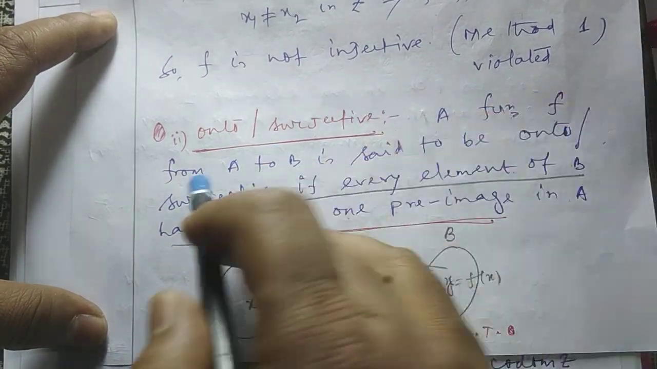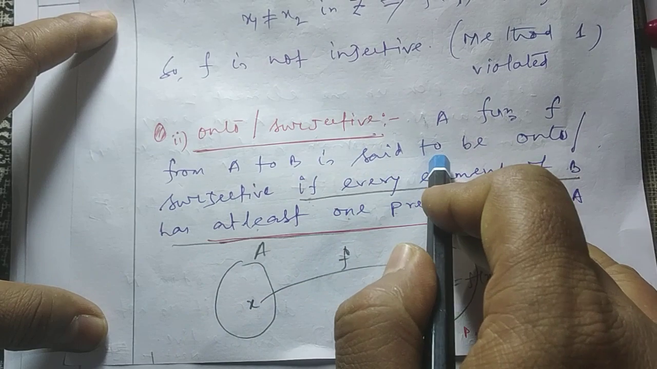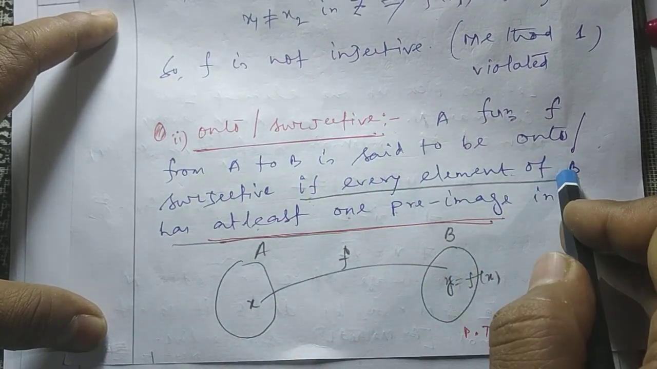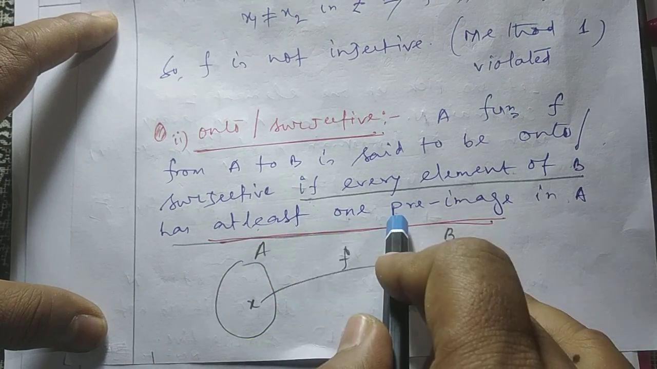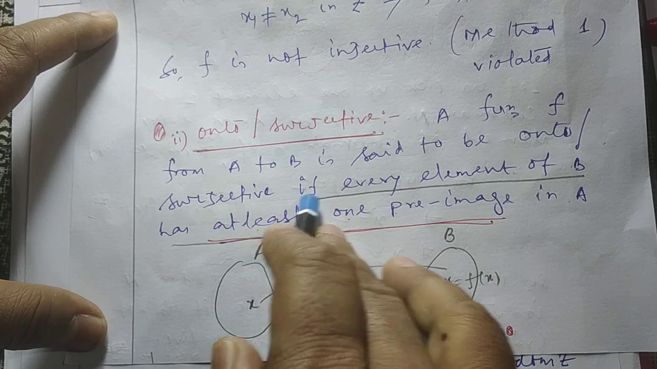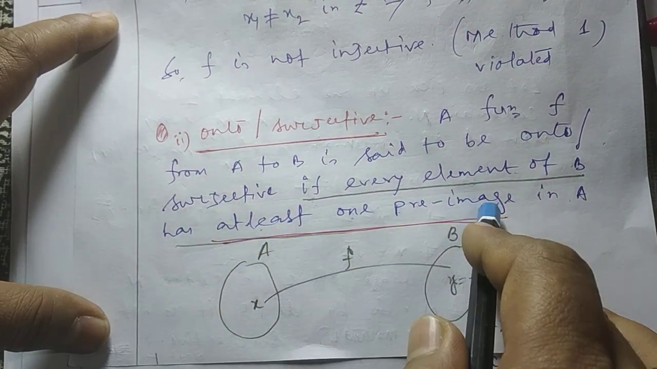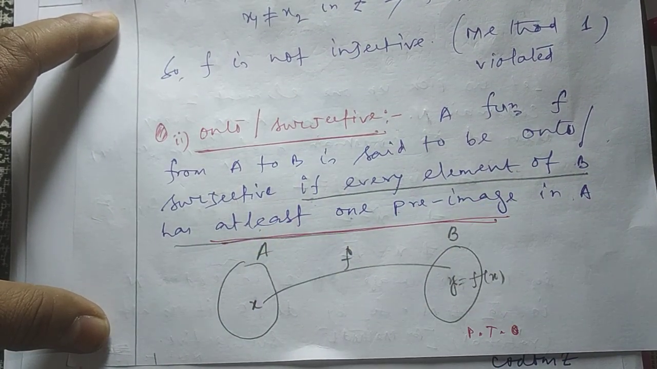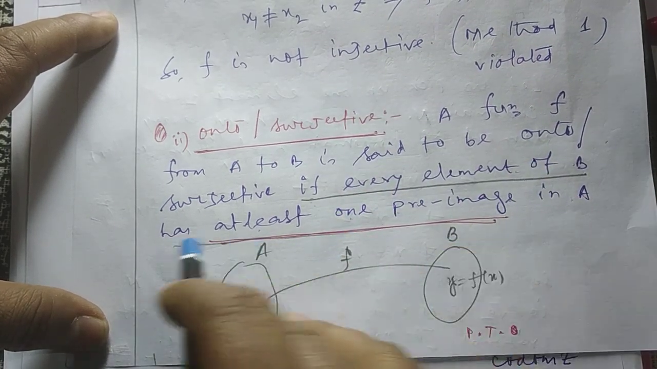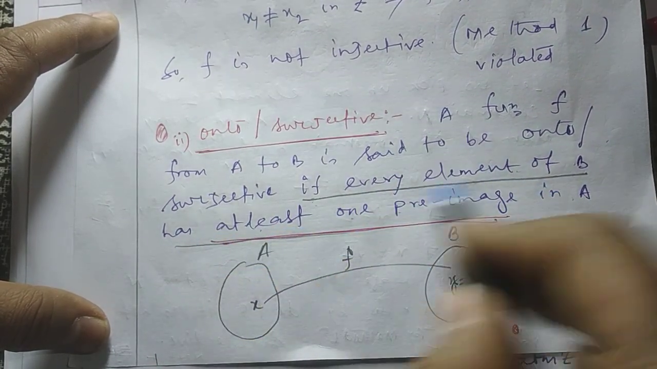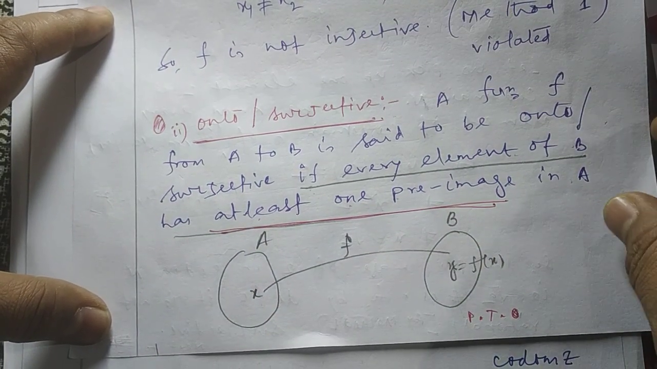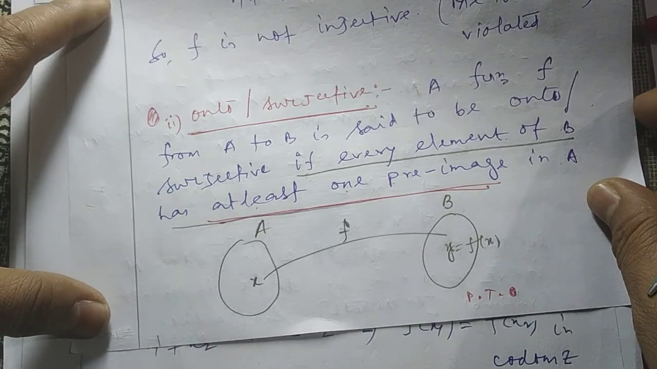A function f from A to B is said to be onto or surjective if every element of B has at least one preimage in A. Again I am saying, this line is very important to understand. A function f will be surjective or onto if every element of B has at least one preimage in A. Right? Now let us understand it through the diagram.